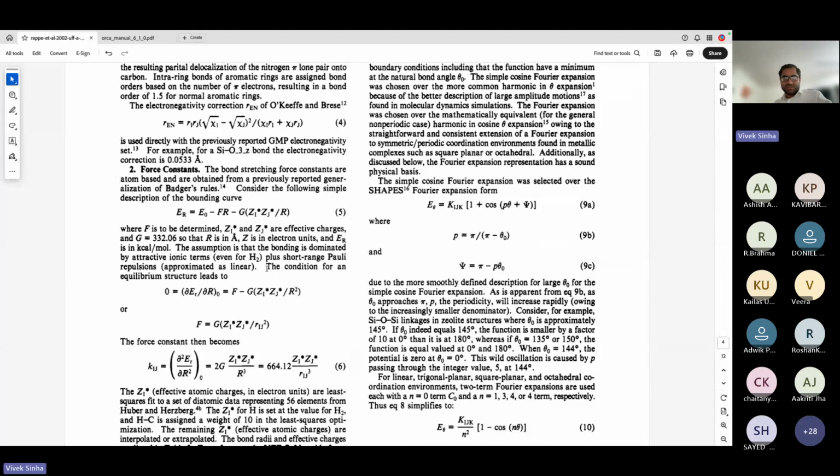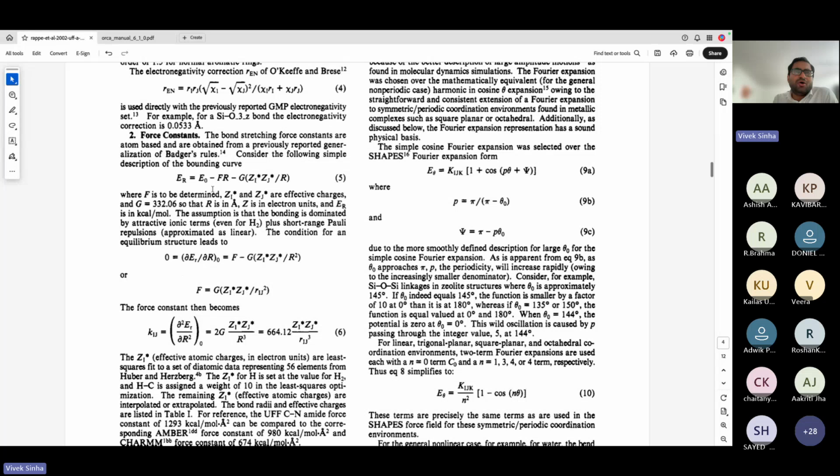You also need a force constant. If you're trying to model something with a spring or with any kind of potential, you also need to tune the strength of your interaction. And without going into detail, they followed something called the Badger rules about the bonding curve, did some mathematical tricks here and there, and eventually came across what this force constant would look like.